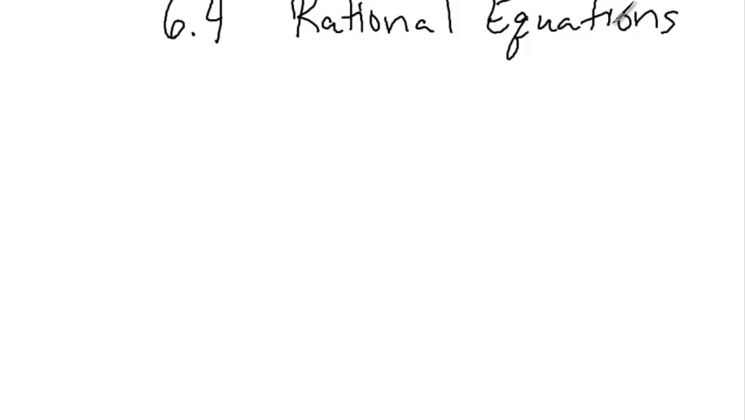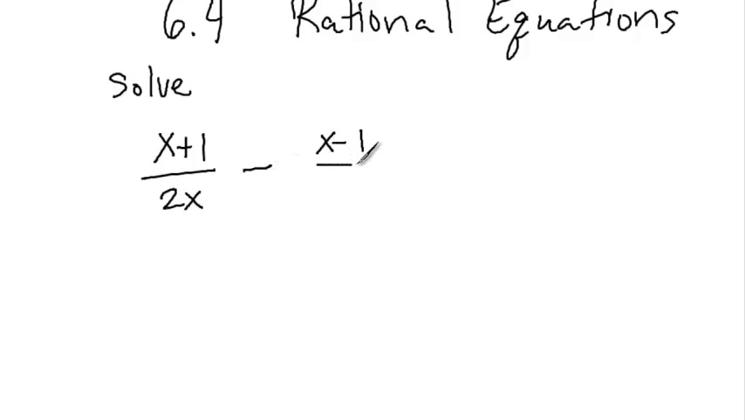Here we're going to be actually solving instead of simplifying. So the directions will say something like solve. And this first one, let's do (x plus 1) divided by 2x, minus (x minus 1) divided by 4x, equals 1/3.